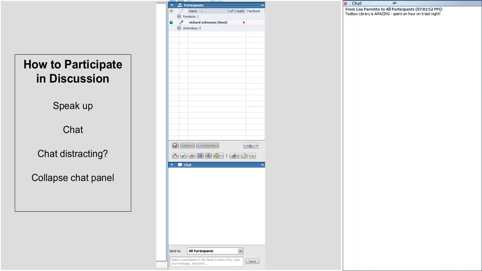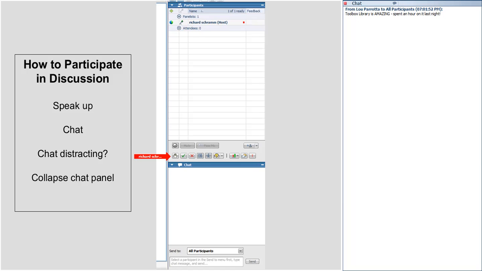Now, how to participate in discussion. Let me show you. If you would like to raise your hand to make an oral comment, just click on that little hand raise icon that I'm pointing to with my arrow there. I will see that, and I will pass the microphone to you when I get the opportunity to do so. Right now, all of your microphone icons are red. When the microphone is passed to you and turned on, your microphone icon will turn green. Make your comment, and then click again on that little icon to remove the hand next to your name.